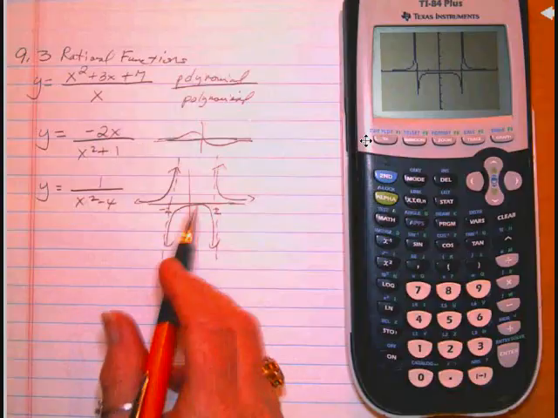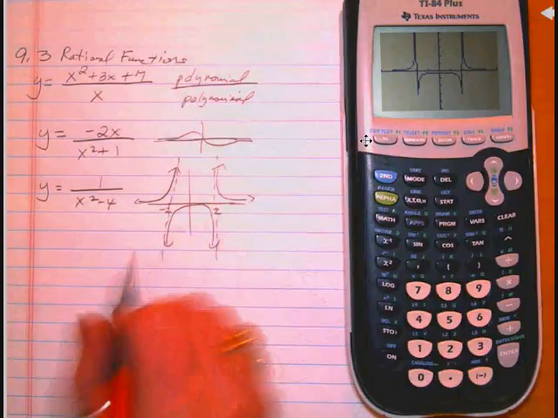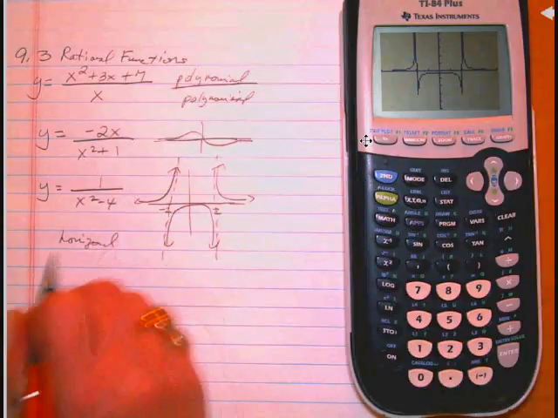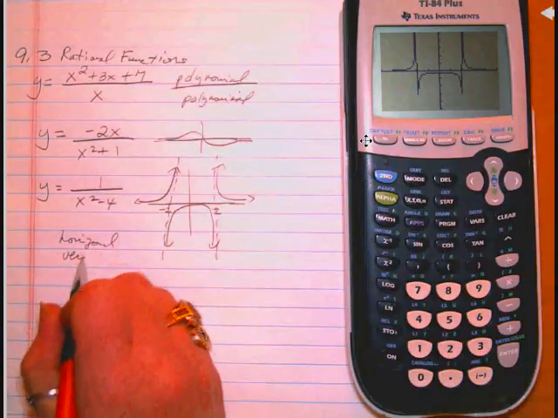Okay, so another strange one. This has both horizontal and vertical asymptotes.